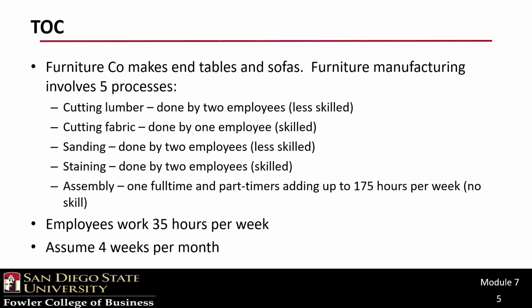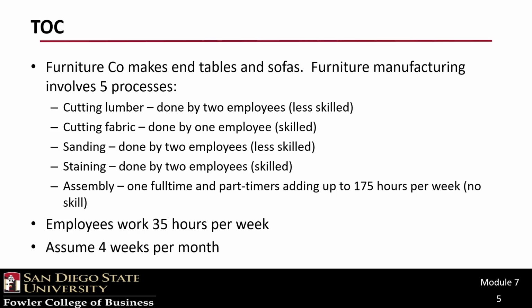Okay, so we have a furniture company and it makes end tables and sofas. So it's a 2-product company. Furniture manufacturing involves 5 processes. Maybe it does, maybe it doesn't, but for this hypothetical example, it does. There's the cutting of the lumber, done by 2 employees, considered less skilled. There's cutting the fabric, done by 1 employee, a skilled task. There's sanding, done by 2 employees, a less skilled task. There's the staining of the furniture, done by 2 employees, a skilled task.